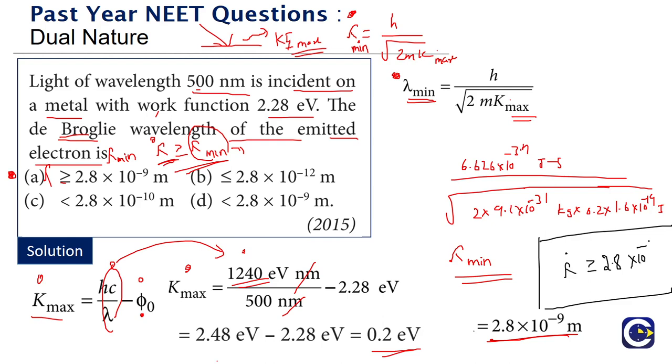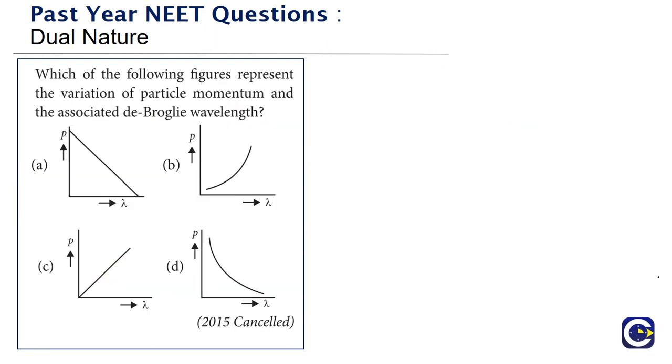2.8 into 10 power minus 9 meter. So that's why in the analysis also, initially, what is it that we said without even going through all this calculation. This is where sometimes it can help us in saving time, because if our analysis is correct, we will be able to get the answer without even really putting out all these values and solving for it. So the answer is option A.